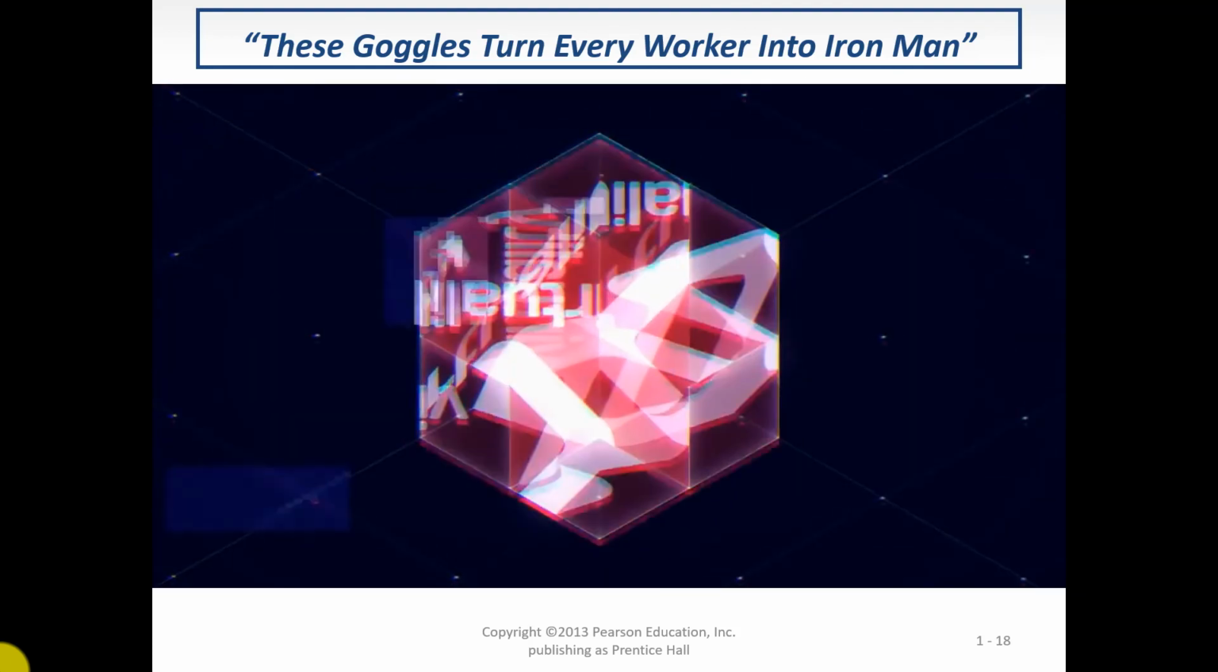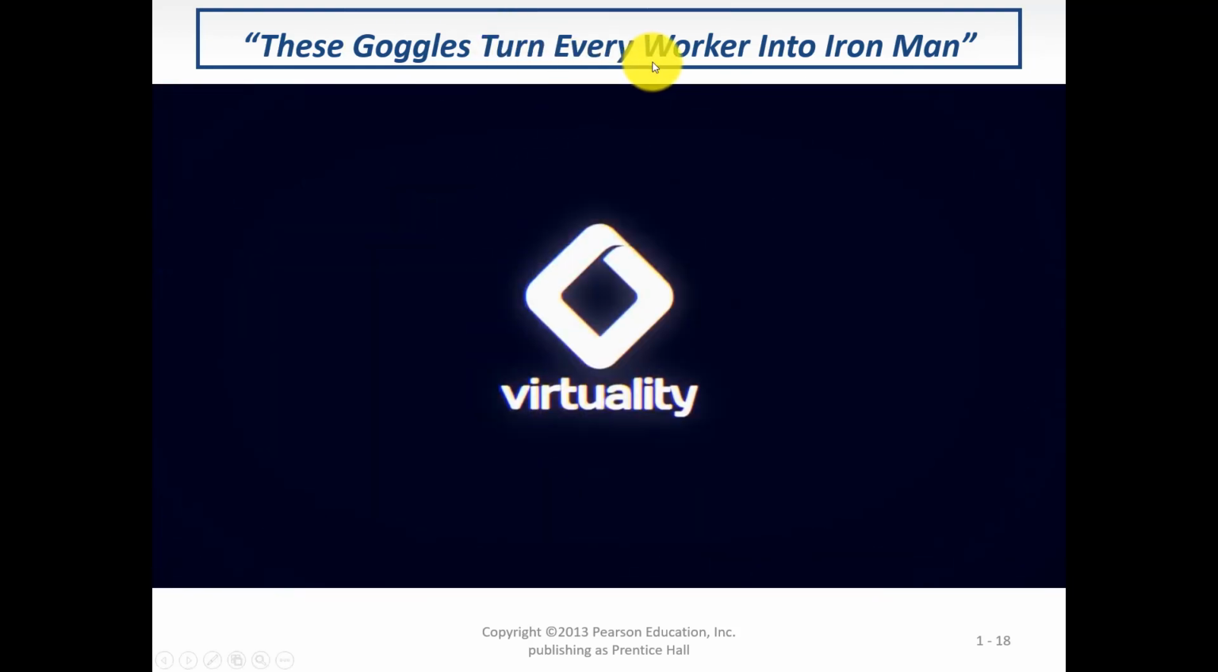Okay, so augmented reality, a tool that can turn every worker into Iron Man or a device of torture.